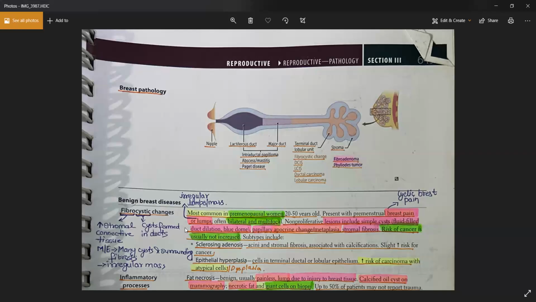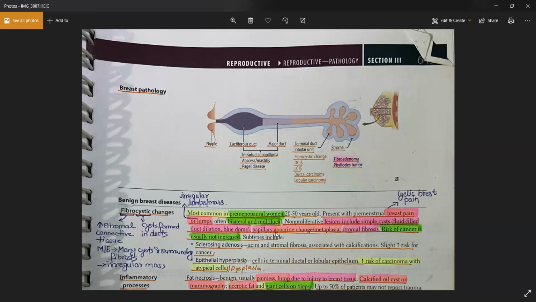So when they respond to the estrogen, with each cycle they grow again, and whenever they grow, the patient will have a cyclic breast pain. These lesions could be a fluid-filled cyst, and on examination they will appear as a blue dome. Sometimes metaplasia could be there.